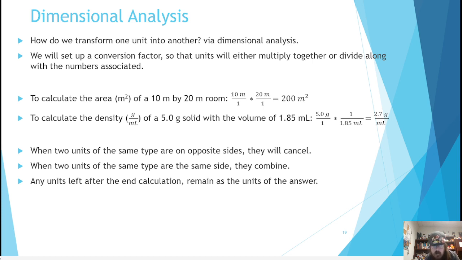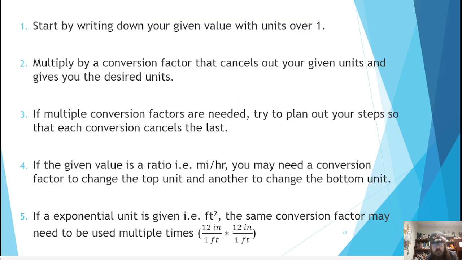So when 2 units are the same type on opposite sides, they cancel. When 2 units are on the same side, they will combine. That's how velocity divided by time gives you meters per second squared, because you have seconds times seconds. And any units that do not cancel must be part of your final answer. So if we're very careful with watching our units, everything should make sense in the end.